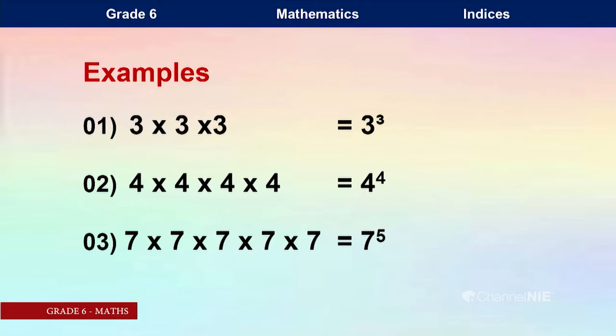Third one, how many 7's are there? 7 is the base, you know that. Then how many times we have to count it? That is the index. We have to write the index as 5. We have to write 5 as the index and 7 as the base. Here, how to read this? Do you know how to read this? Yes, this is 7 to the power 5.